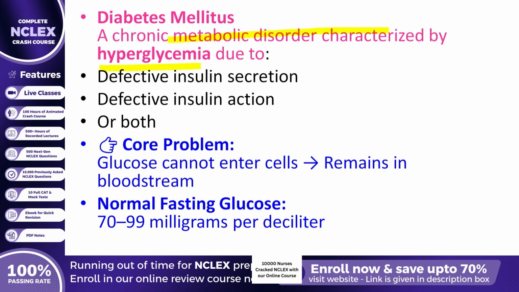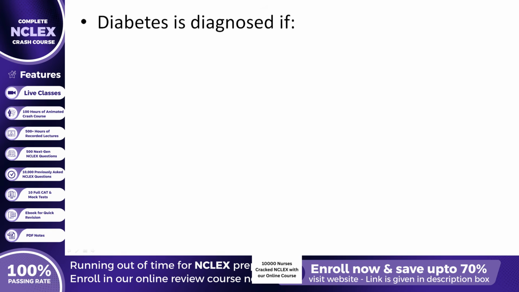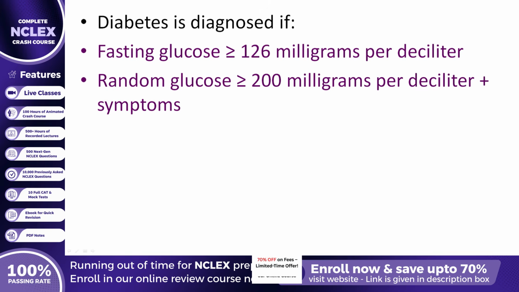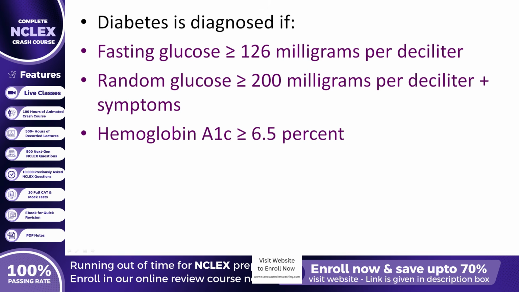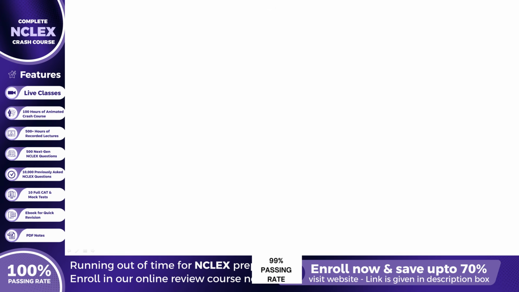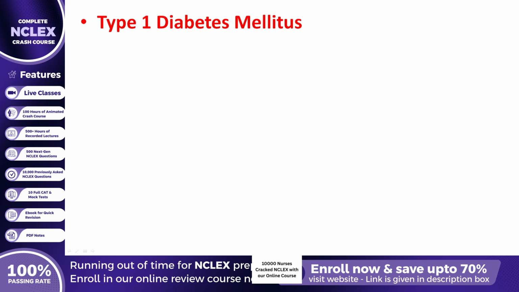Before we go deeper, let us briefly recall normal values, because NCLEX questions often begin there. A normal fasting blood glucose level ranges from 70 to 99 milligrams per deciliter. Diabetes is diagnosed when the fasting blood glucose is greater than or equal to 126 milligrams per deciliter. A random blood glucose is greater than or equal to 200 milligrams per deciliter with symptoms, or when the hemoglobin A1C is 6.5% or higher. Therefore, whenever you see those numbers in a question stem, your clinical reasoning should immediately activate.